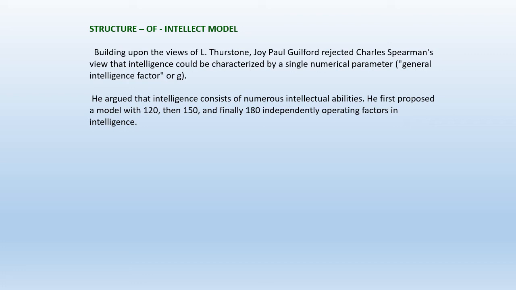So basically, we are following the psychometric approach right now, where we are focusing on the structure of intelligence. We know that psychologists have given us various factors in order to understand how intelligence works. But rejecting all the other factors, J.P. Guilford, Joy Paul Guilford, has given us the structure of intellect model, where he classifies intellectual traits among three dimensions: operations, contents, and products. So basically, he has given us 180 independently operating factors of intelligence.